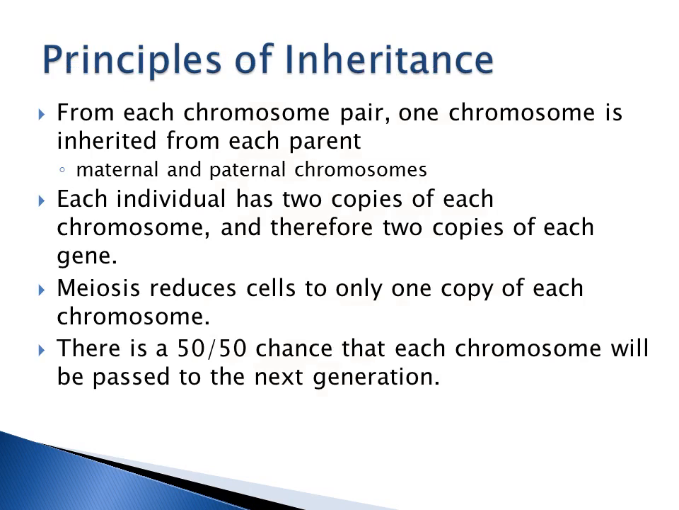Now, there are several principles of inheritance. So basically, from each chromosome pair, one chromosome is inherited from each parent. So you get one maternal and one paternal chromosome per set. Each individual has 2 copies of each chromosome, so you have 2 copies of each gene. Meiosis reduces cells to only 1 copy of each chromosome. There's a 50-50 chance that each chromosome will be passed to the next generation.